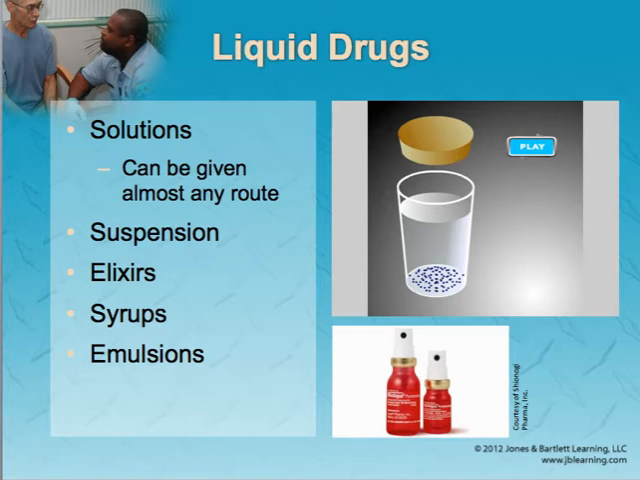What a suspension is, is where they've taken a substance that they want to administer to a patient and it's ground into really fine particles and put into a liquid. Whenever you have a suspension, you have to shake it because those particles are generally heavier than the liquid, and over time they will settle to the bottom. So you'll need to shake it up. One thing that you may administer as an EMT that is in the form of a suspension is activated charcoal.